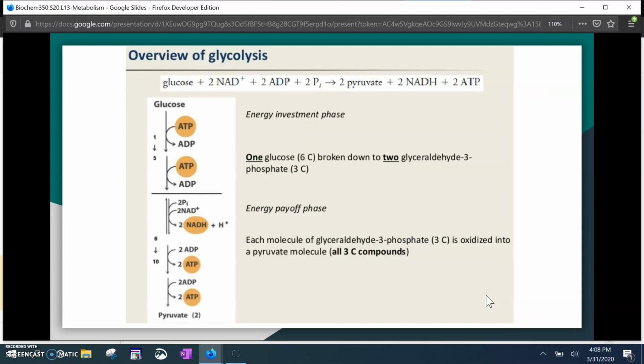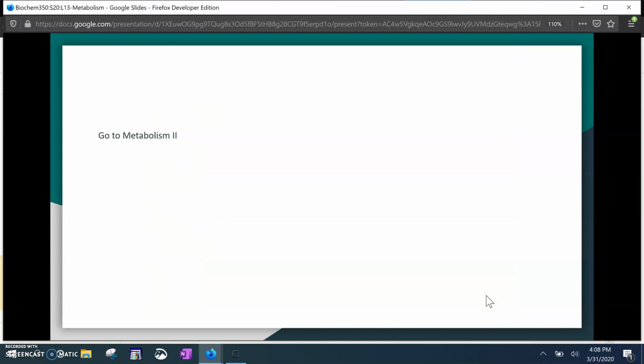So just looking over stage 1, we had this investment phase. We had one glucose molecule broken down into 2 glyceraldehyde 3-phosphates. And now we're going into the energy payoff phase. Each molecule will now be converted into pyruvate.